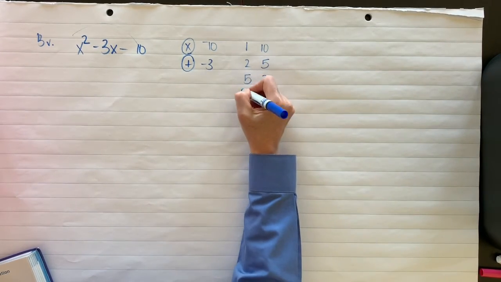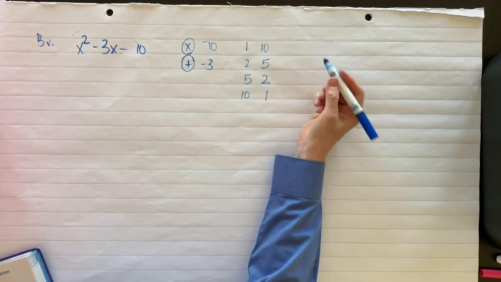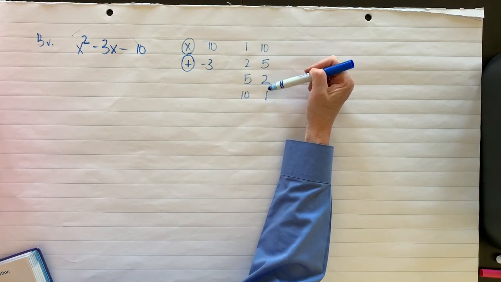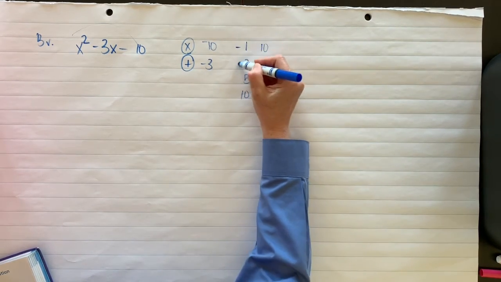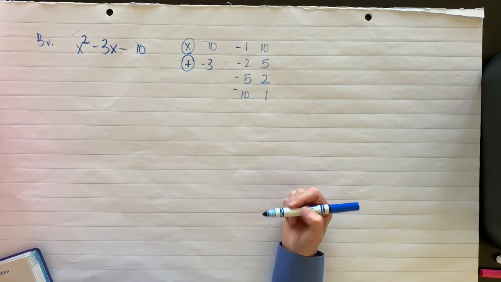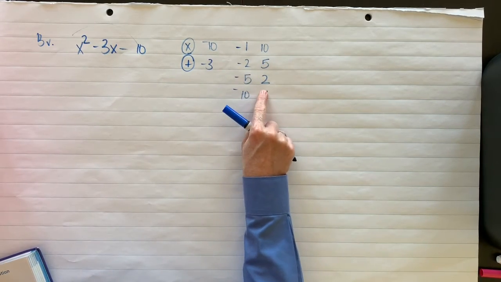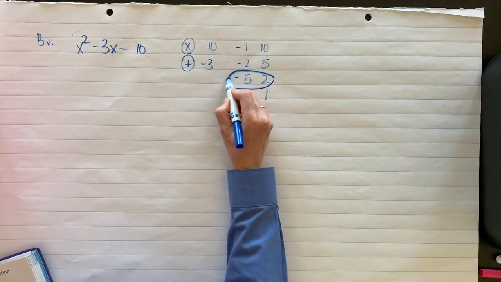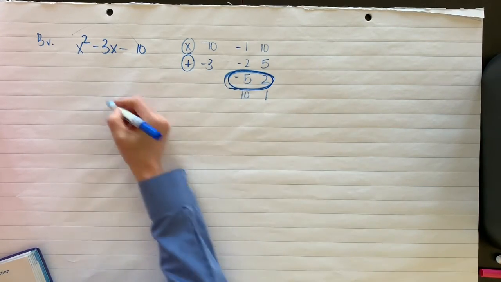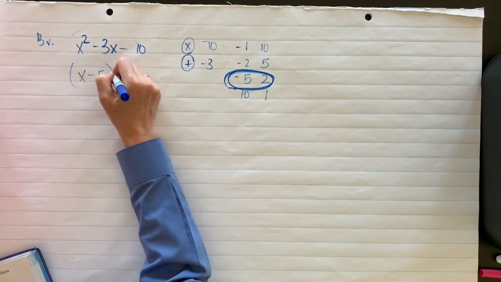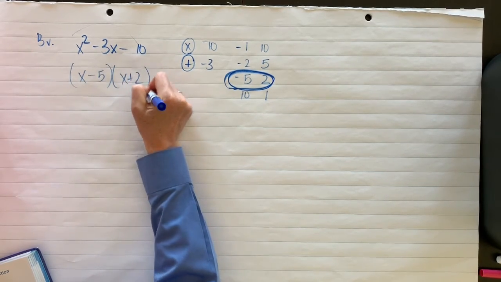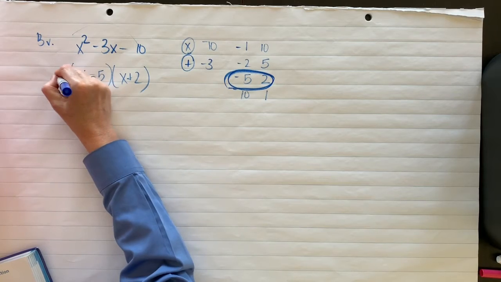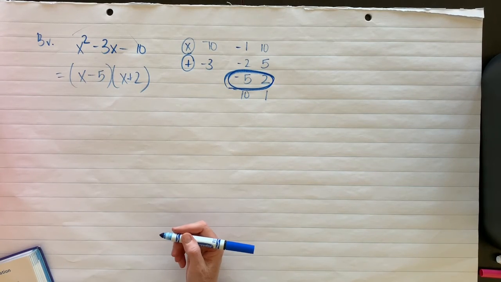These markers are brand new and they're already dying. 10 and 1. Okay, so all those multiply to 10. Because it's negative, I'm just going to make my left-hand side of my column negative. So now each of these pairs multiply to -10. Which of these adds to -3? That's the only answer. So this becomes x minus 5, x plus 2. And you're done. So it doesn't look that hard. It isn't that hard. You just have to practice doing it.